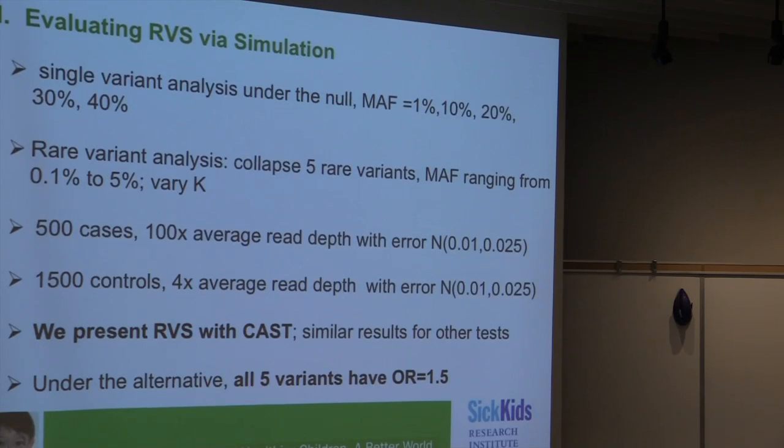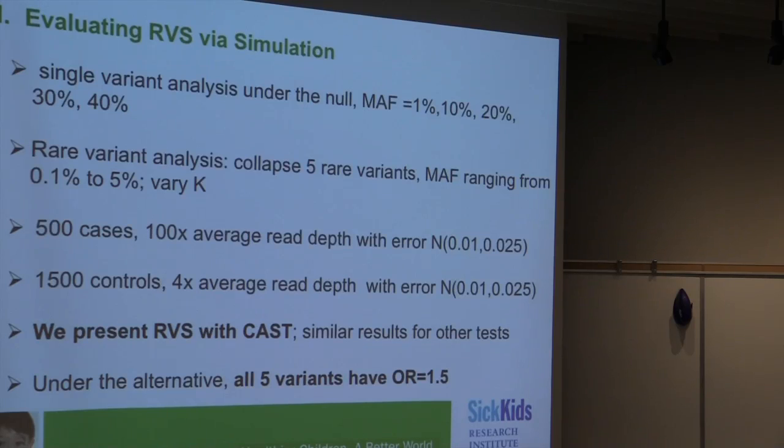Then I'm also going to show some results about if we're not just combining two groups, a case control group, but if we're combining multiple groups, and you'll see what happens to the type 1 error when we do that. In all of these simulations, we have 500 cases at 100x average depth with an error model for the sequence, and 1,500 controls at 4x average read depth.